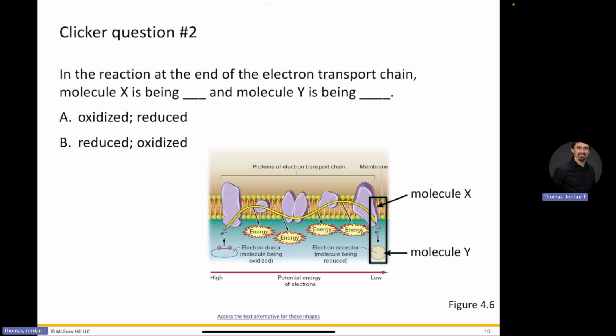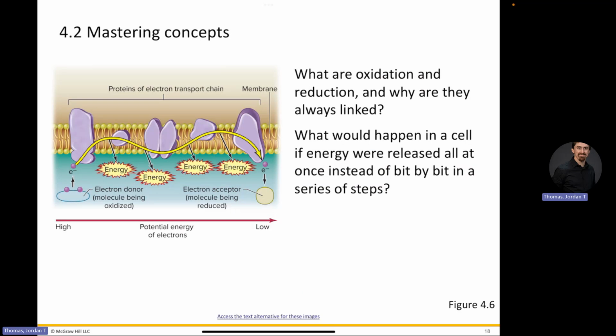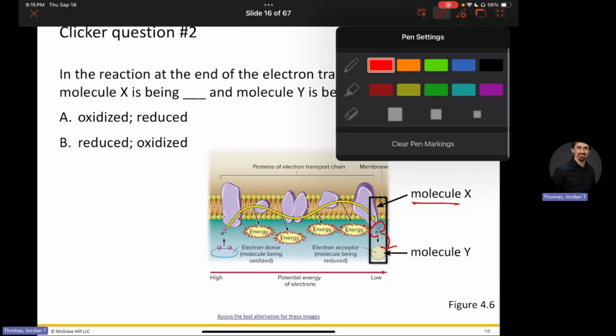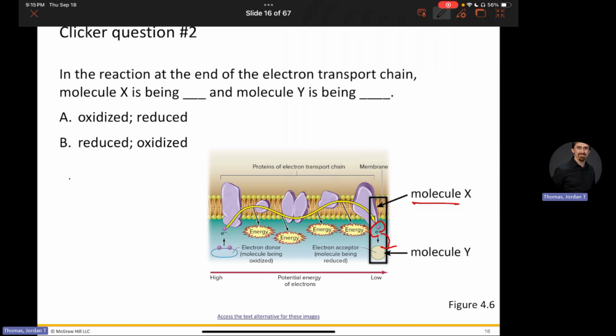Okay. So we can notice that molecule X, which is the top one, has the electron and it's giving it to molecule Y. So if we think of oil rig, we go back here. Oil rig, oxidation is losing. So molecule X is losing that electron, so it's being oxidized. Rig, reduction is gaining. Molecule Y is gaining electrons, so it's being reduced. So the answer is A.